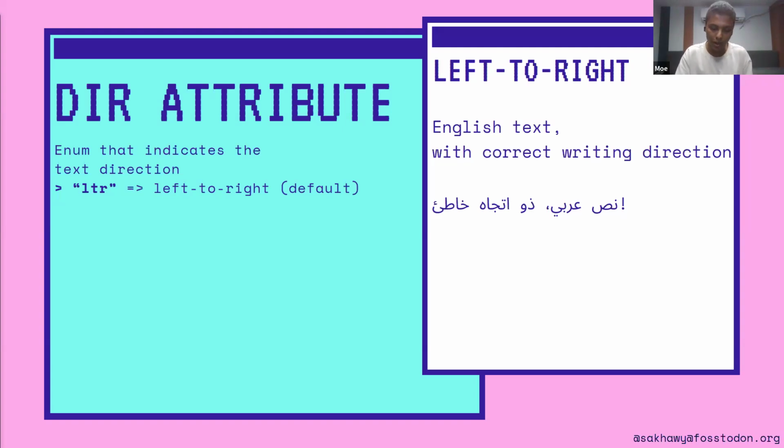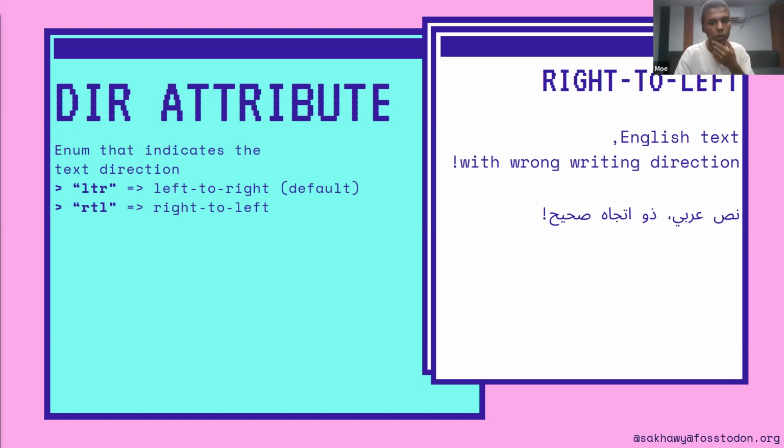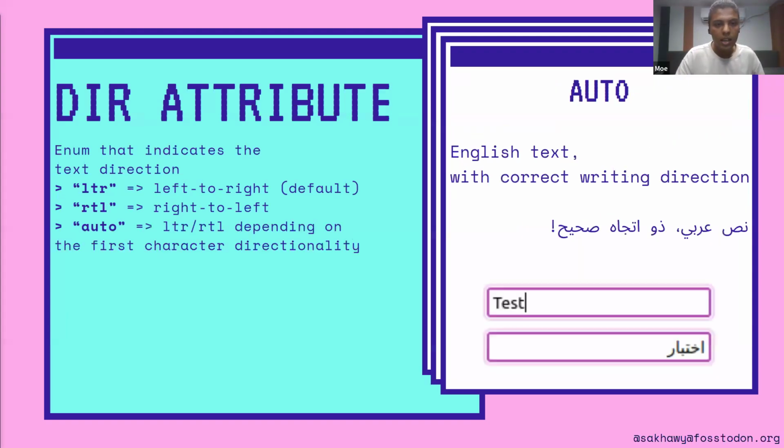So LTR is the correct writing direction for English, but not for RTL languages like Arabic. So remember, if English has the incorrect writing direction, it's Yoda speech. So is Arabic with the incorrect writing direction. And auto, which is mostly used with form inputs, automatically detects the correct writing direction from the first character that gets put into the input. So, for example, if the first character that was inputted was a T as in test, the writing direction would be left to right. If it was an Arabic character, it would be evaluated to right to left.